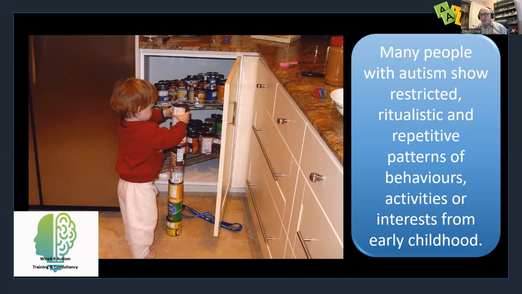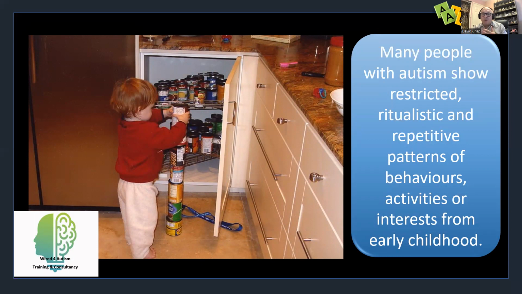Now, just because your little Jimmy or your little Percy is stacking tins, it doesn't mean he's autistic. Just because they're lining cars up, it doesn't mean they're autistic. But it may be an indicator of autism if they're doing this every day, if they're not doing it for a few minutes, but they're doing it for hours at a time. Because there are very few autistic behaviors that are unique to autism, but it's the extent that makes that behavior an autistic behavior.